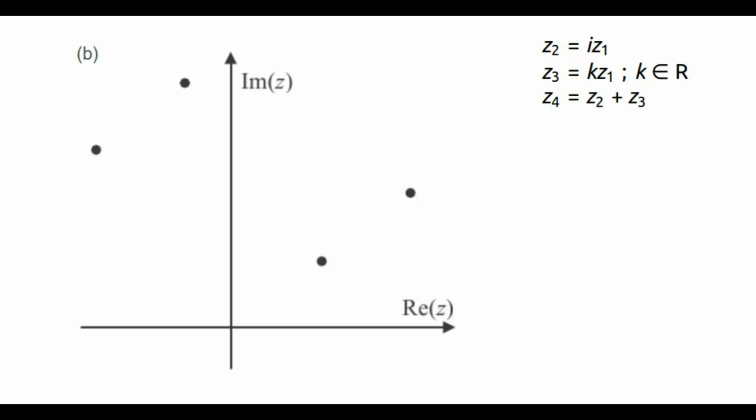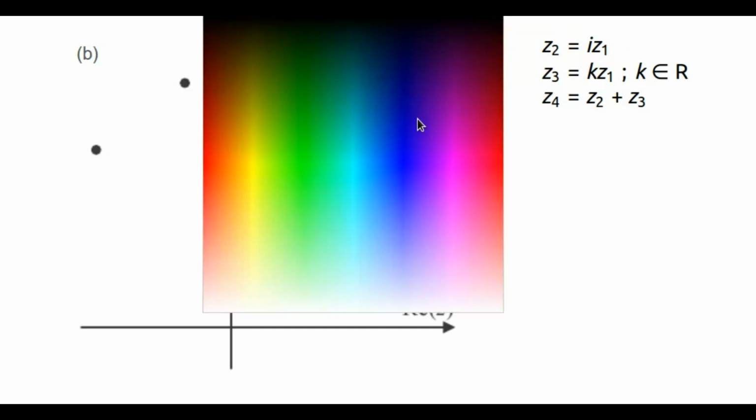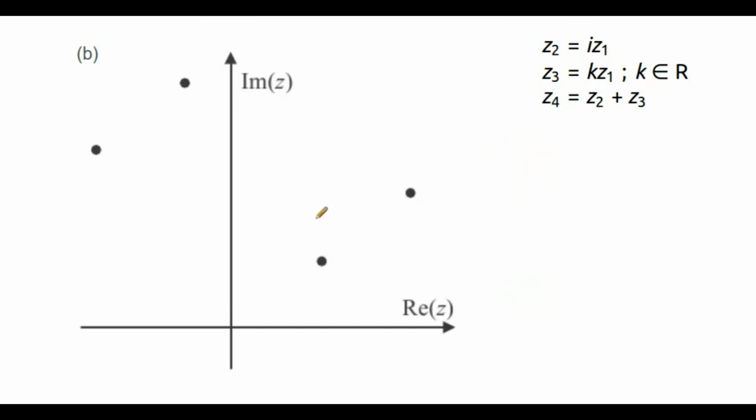Let me just remind you of a few things then. Multiplying a complex number by i is equivalent to rotating it by 90 degrees. So for example, if I were to take some point there and multiply it by i, all I'm doing is moving it around to about there.